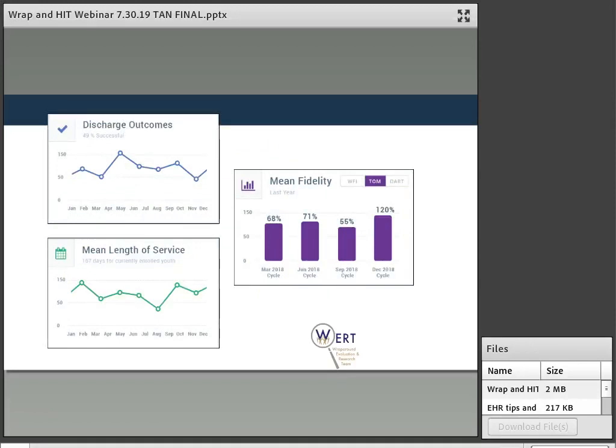Definitely get references from current users. Try to see the system not from a demo from the vendor, but in the wild if possible. And ask the current users very direct questions about what the pain points have been in developing the system and implementing it.